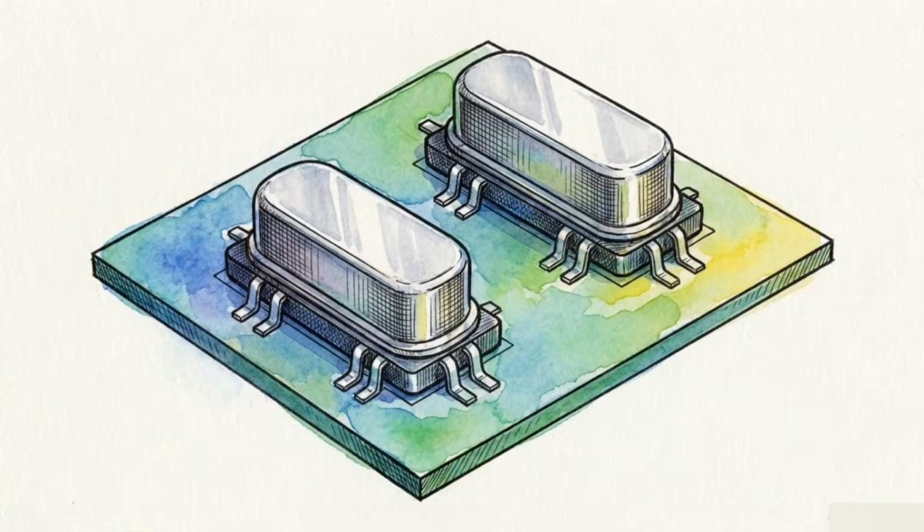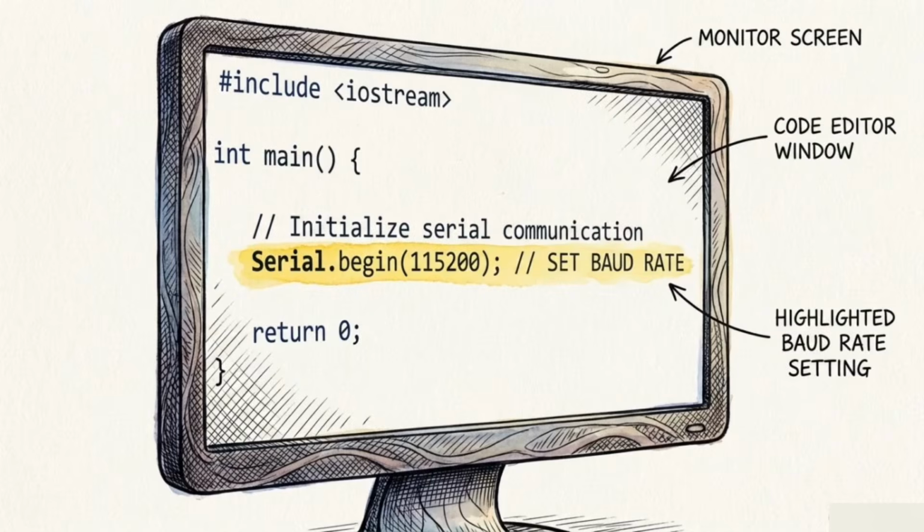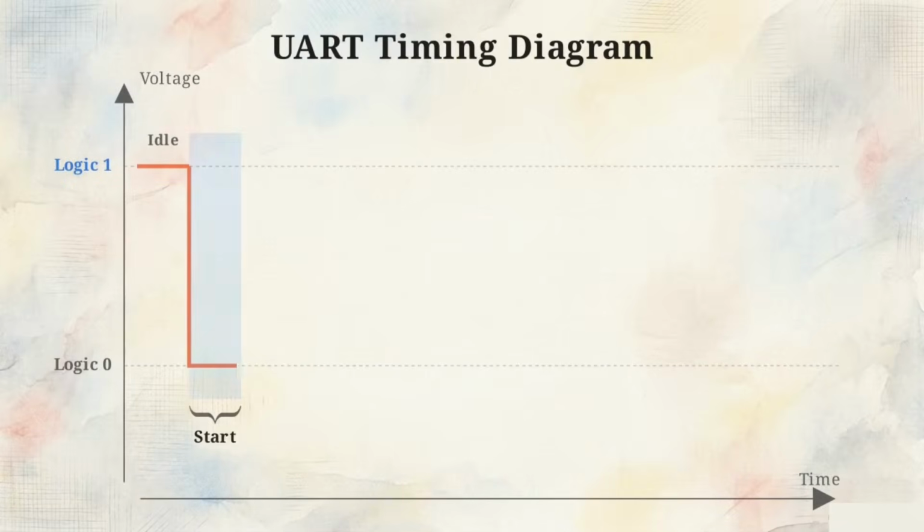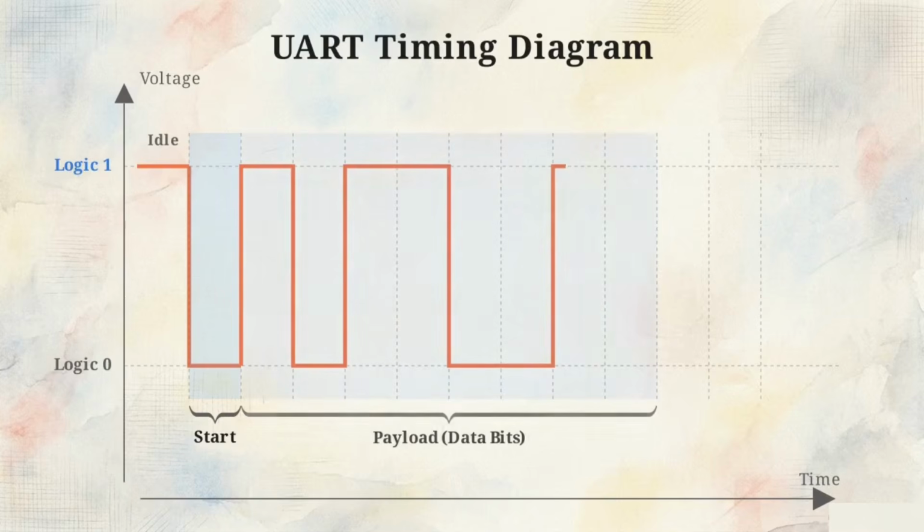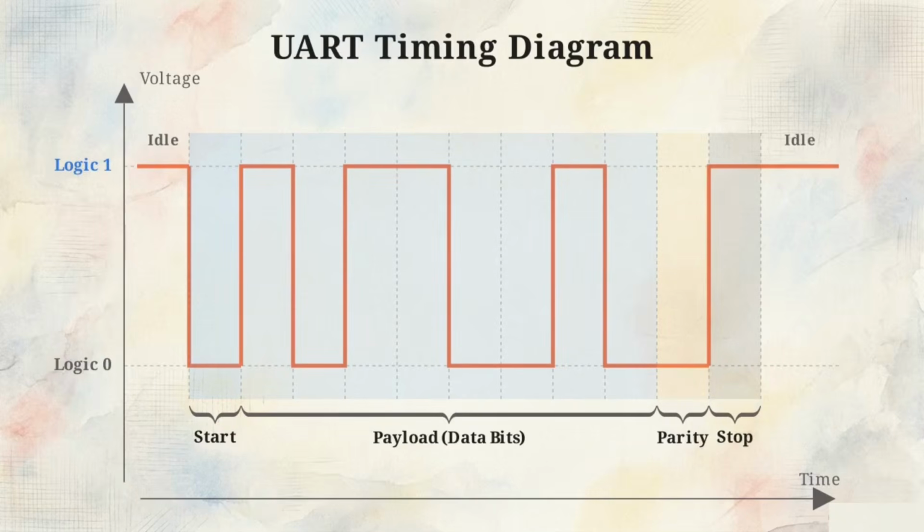The system is asynchronous, meaning there is no shared clock wire to keep the two devices in time with each other. Instead, both devices must be rigidly pre-configured in their firmware to operate at the exact same transmission speed, known as baud rate. In a UART timing diagram, the bus voltage drops to signal a start bit, initiating the timing sequence. The sender then transmits 5 to 9 data bits sequentially. An optional parity bit checks integrity, followed by a stop bit returning the bus high to idle.